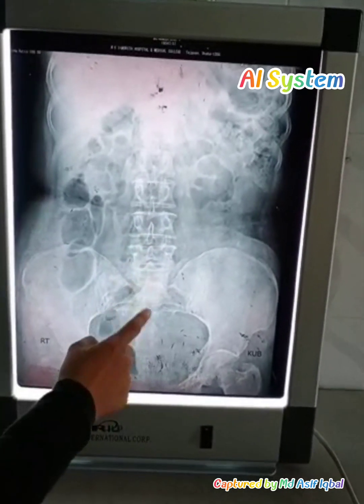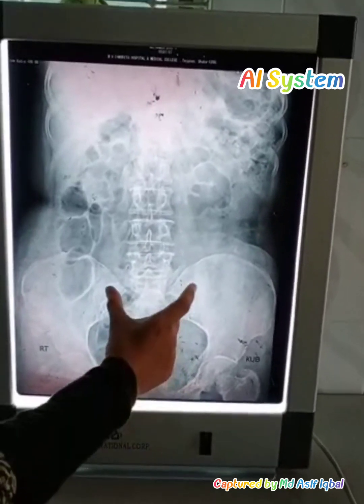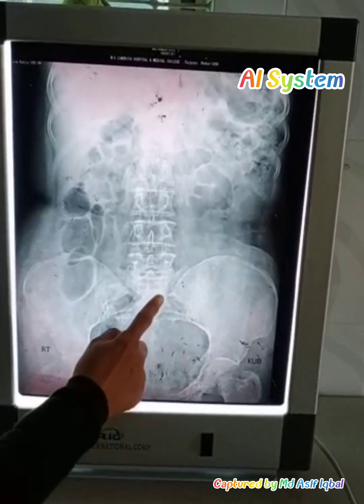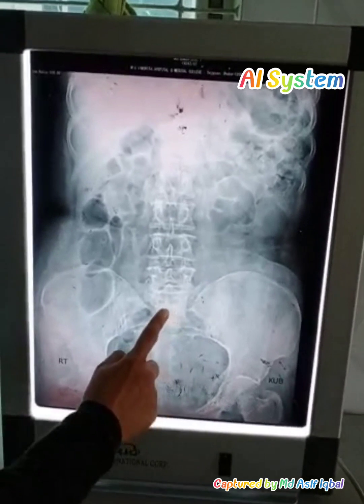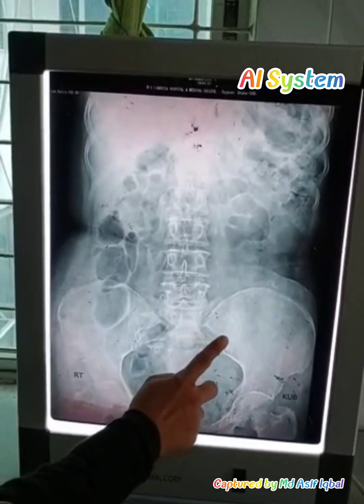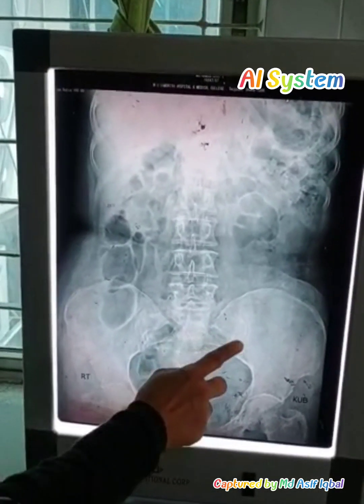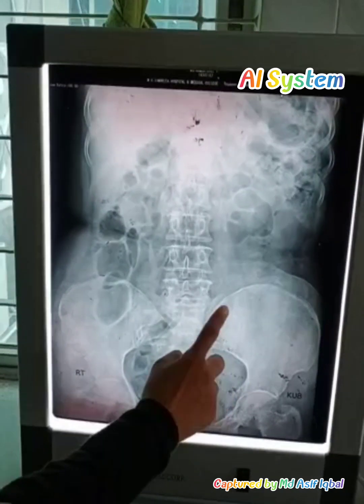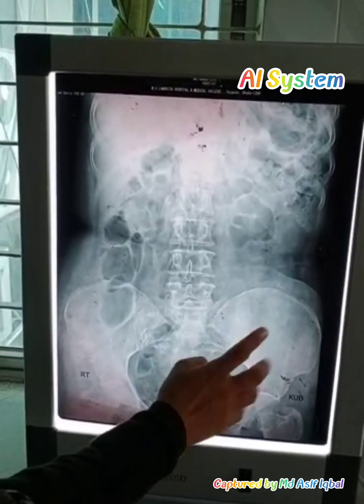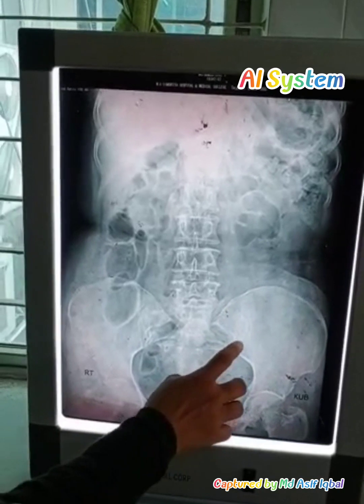Okay, and what is this? This is the whole sacrum. Look at that, this is the outline of the sacrum. This is sacral promontory, and this is the ala of the sacrum. ঠিক আছে, এটা হচ্ছে ala of the sacrum. And look at that, this is the sacroiliac joint. This is the hip bone, sacroiliac joint.